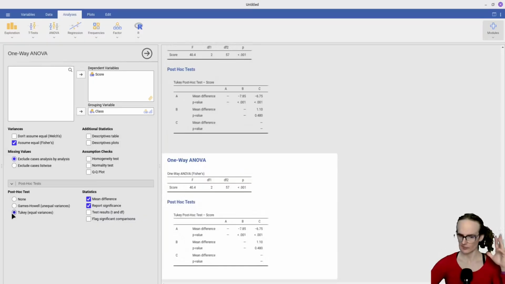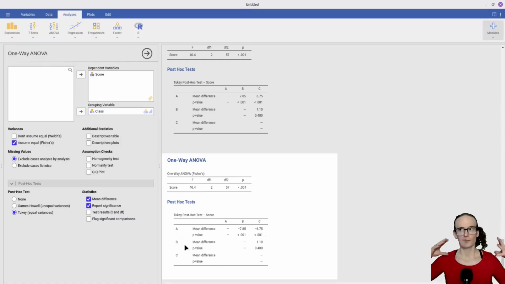Just for starters, we're going to use Tukey, and we'll talk about why we're doing that in a minute. Essentially it's going to go through and say, is group A different than group B? It's going to give us the p-value, and we see that yes, it is. Is group A different than group C? Again, yes, it is. And finally, is group B different than group C? Obviously, the answer here is no.